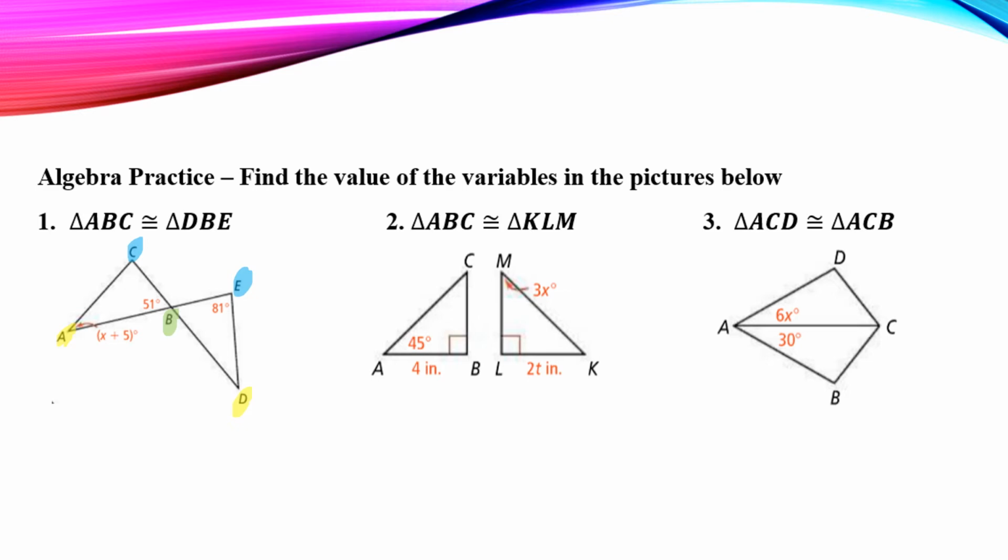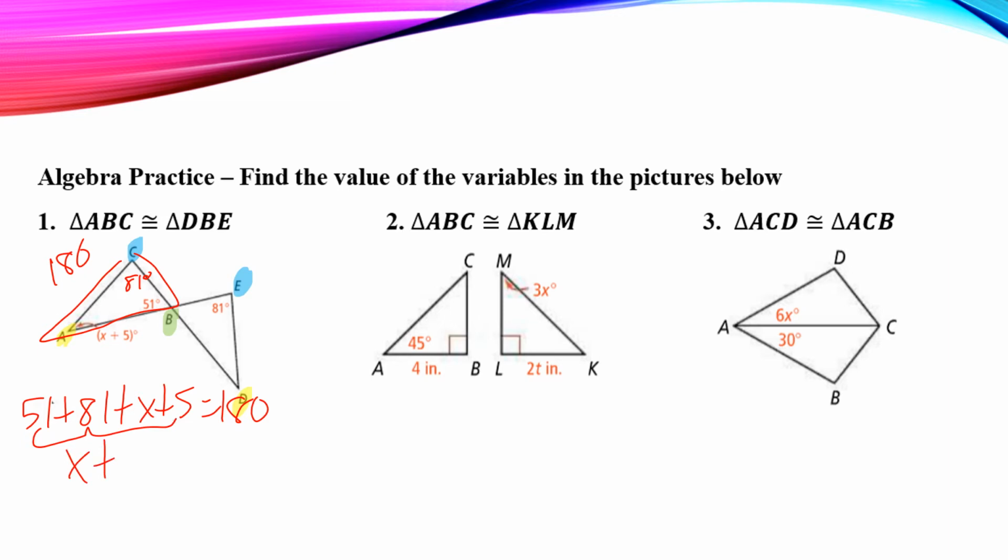Okay, so if I know that angle E is 81 and C is congruent to E, I can fill this in as 81 degrees. And then you know that a whole entire triangle is 180. So I can add all of these up: 51 plus 81 plus x plus 5 equals 180. And then I would solve for x. If I combine these terms, I'd get 137. And then I'd subtract 137 from both sides, and I would get that x is, whoops, that is very messy, x is 43.